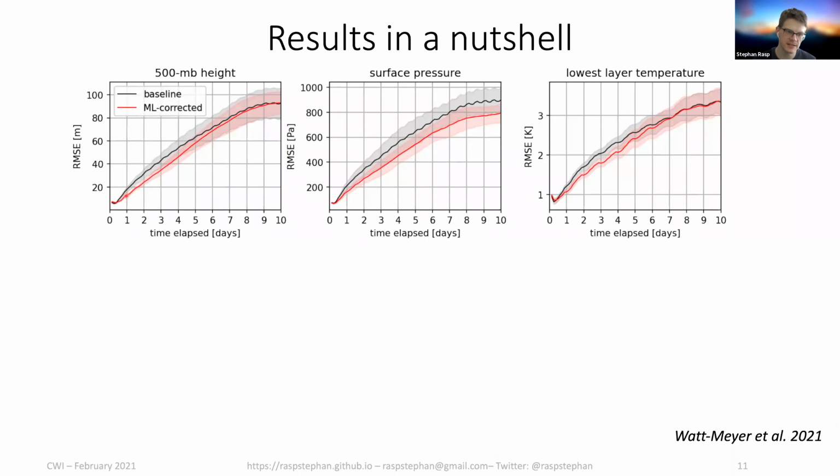And what's cool here is they actually tested their simulation in a weather forecasting mode, where you start with the same initial conditions and you see how your error grows, and you can see that their machine learning corrected version in red here has a lower error than their baseline version. And so that's pretty cool. This is also the only study that actually uses a realistic planet rather than an aquaplanet. But still, this is run at a very coarse resolution of 200 kilometers.